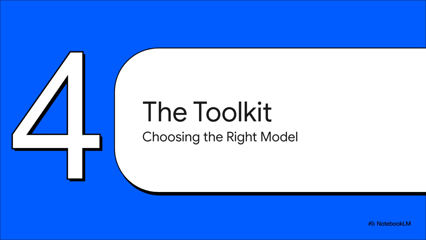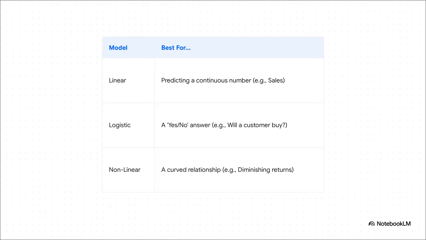Whew. Okay, we've covered a ton of ground, but when you boil it all down, it's really about having the right tool for the job. So let's put together a quick and easy toolkit so you know exactly when to use each model. Okay, let's recap this super quick. You're going to use linear regression when you're predicting a continuous number. You're going to switch over to logistic regression when what you need is a yes or no answer.